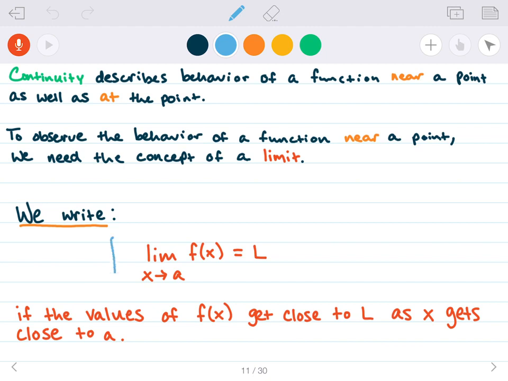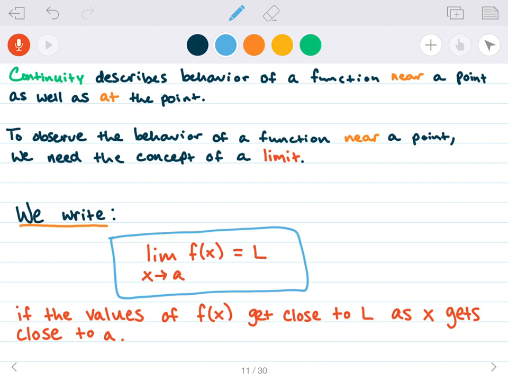So this is the notation right here. The way that you read this is as follows. As x approaches a in the function f of x, or actually, let's read it like this.